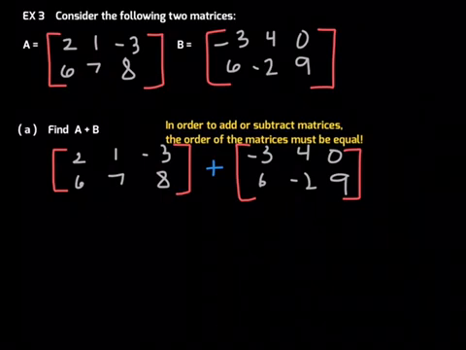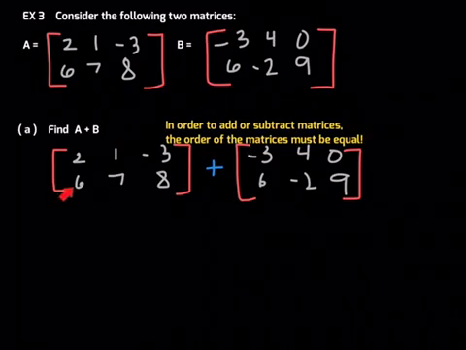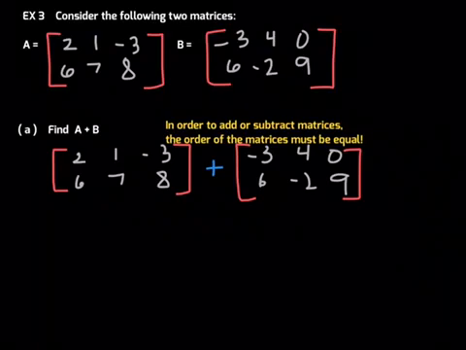All you have to do is take every entry in matrix A and add it to its corresponding entry in matrix B. In other words, 2 must be added to -3. 1 must be added to 4. -3 must be added to 0, and so forth. You take the first row, first column entry and add it to this first row, first column entry. You would take this second row, first column entry and add it to this guy's second row, first column entry, and so forth. Every entry must be added to its corresponding entry.